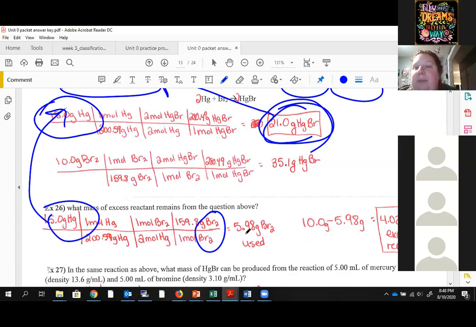If at some point in that problem I had to stop at moles, like if it had been set up like number 28 and then said, how much excess do you have? You could start with moles and just do the mole ratio. And that would sort it out.